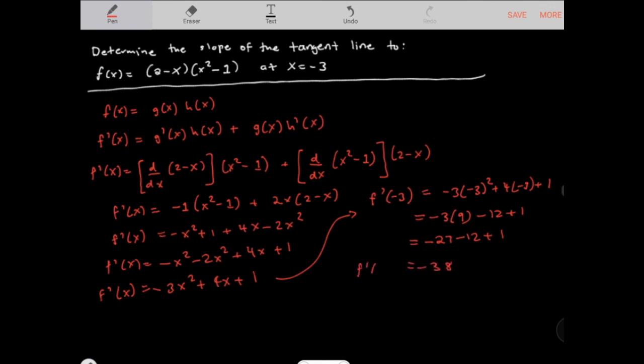Okay, so the slope of the tangent at x is equal to negative 3 is negative 38.